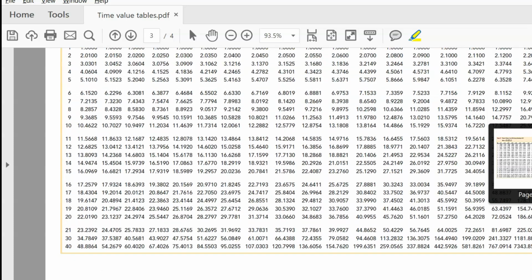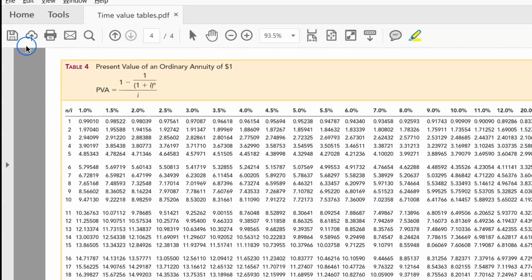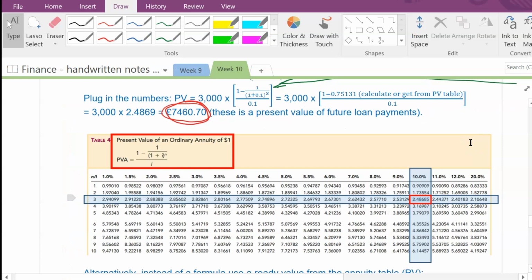Future value is table 3, but we are calculating the present value. So we will be using table 4. And similarly, we find a relevant column, 10%, and 3 years as a number of periods. And at the intersection, we will find the relevant factor. And I've copied part of this table here so that you can see where we found it.